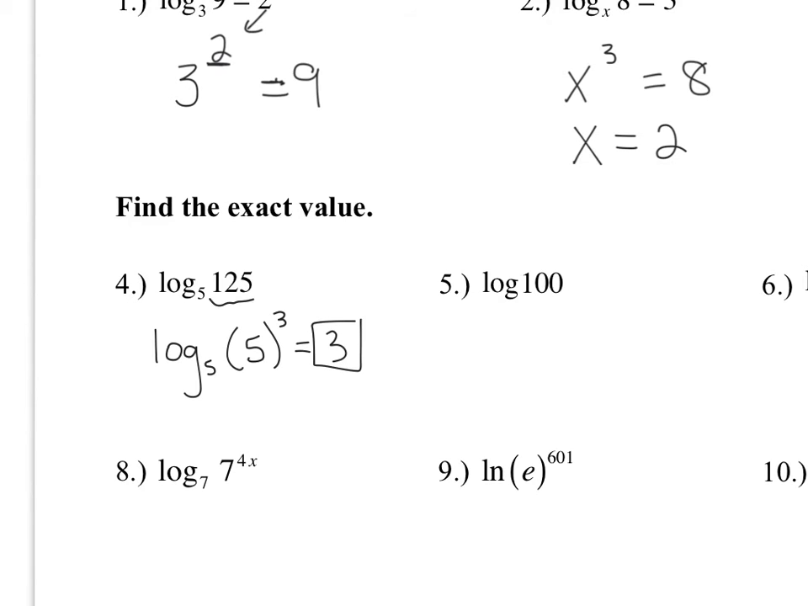For number 5, again, this has a base 10 because it's a common log. So I want to rewrite the number 100 so that it has a 10 to some power. So 10 squared is equal to 100. So we have log base 10 of 10 squared, so my answer is just 2.